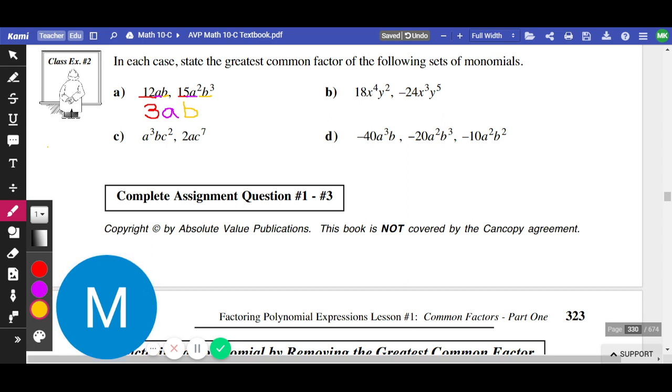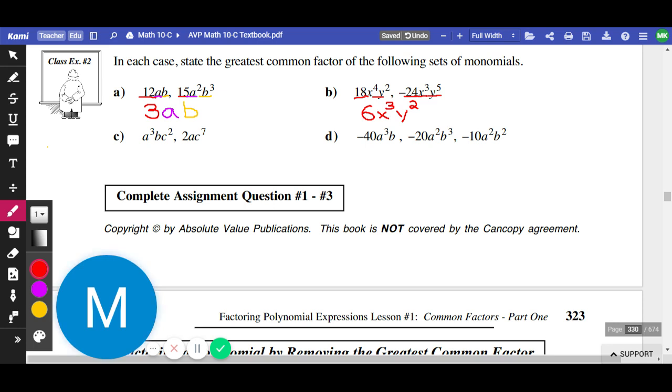Awesome. If we look at B, I have 18 and 24 as my numbers. The biggest number that could go into both of these numbers, and there's a few, right? They both divide by 3. They both divide by 2. They both divide by 6. Right? So the biggest number that divides into both of them would be 6. Then I look at my letters. I have an x to the 4, x to the 3, the smallest exponent is x cubed. And y squared, y to the 5, lowest exponent is y squared. And GCF, or my greatest common factor, would be 6x cubed y squared.